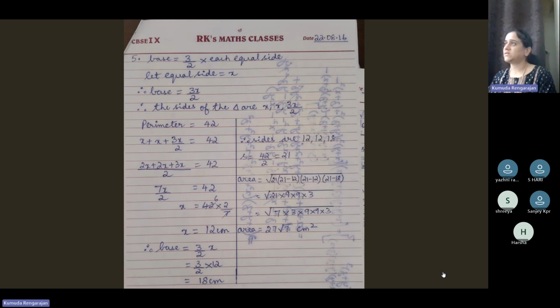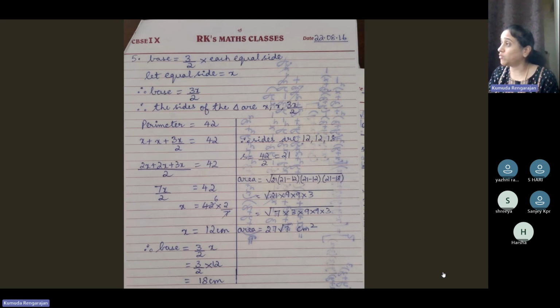So what are the sides? Equal sides x, isosceles, x, and the base is 3 by 2 times x, so 3x by 2. Now what's given? Perimeter is 42.